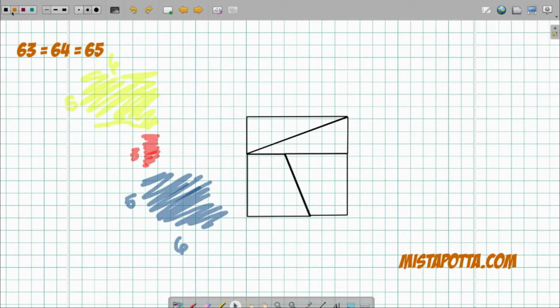a rectangle that's 8 units tall and 8 units wide, and 8 times 8 is 64. So this figure now has an area of 64. But it's the exact same shapes. I've just arranged them differently.